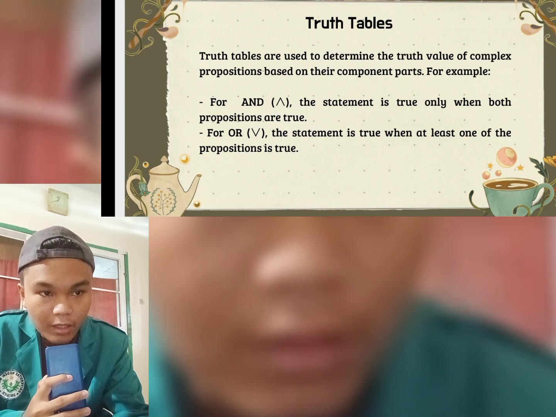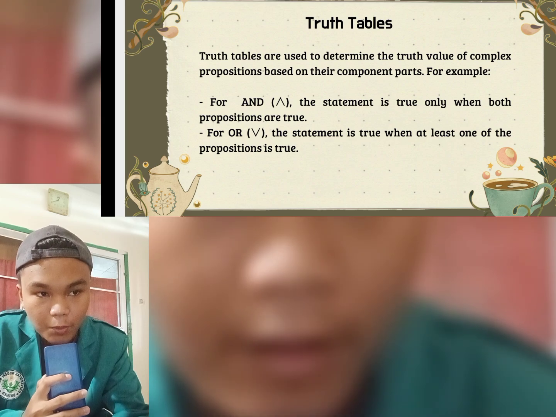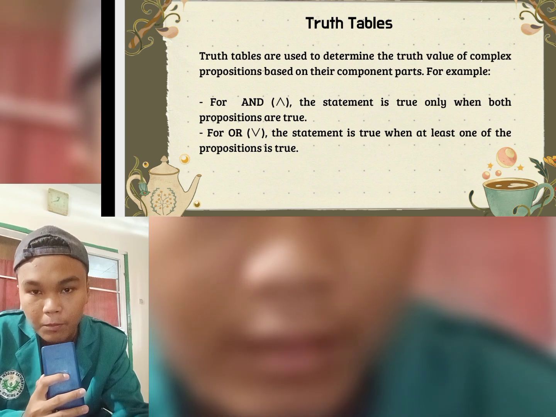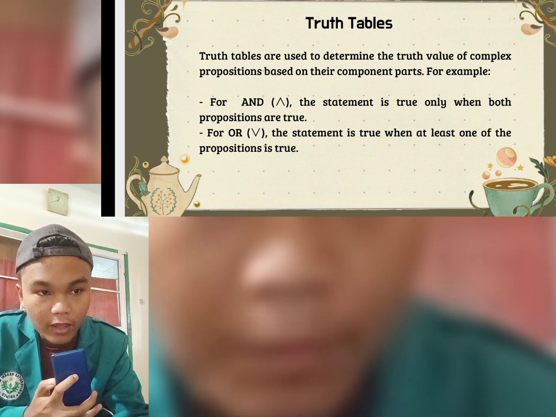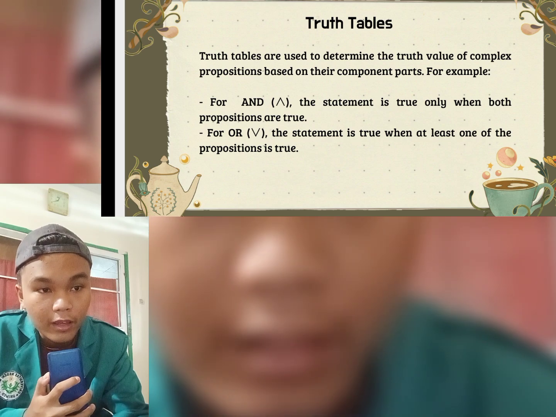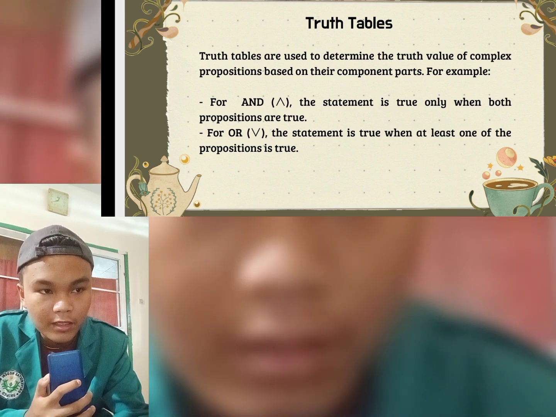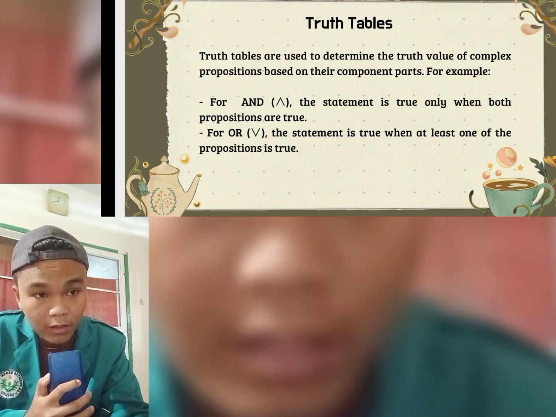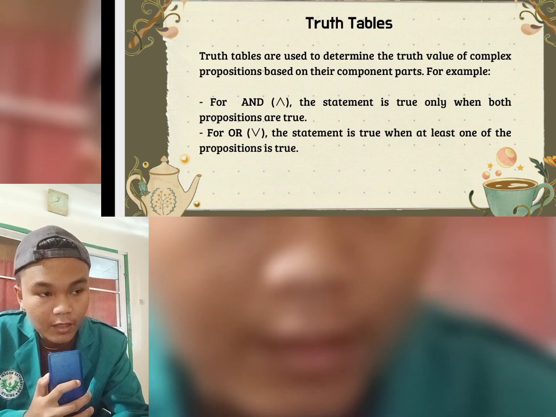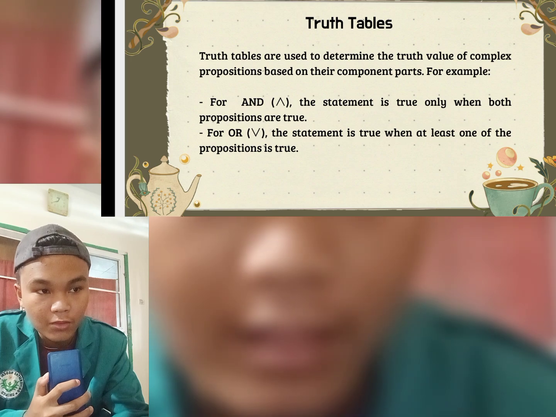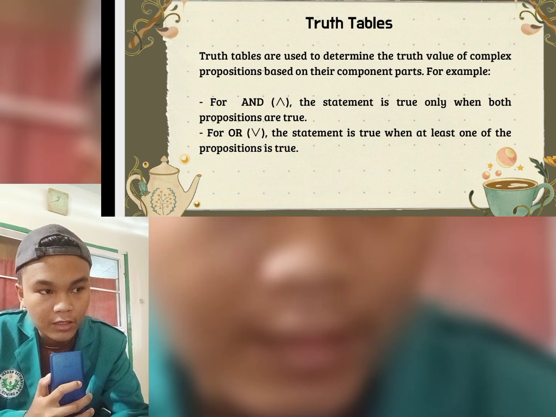And the next, truth table. Truth tables are used to determine the truth value for complex propositions based on their component parts. The example is for and, or symbol ∧, the statement is true only when both propositions are true. For or, formula ∨, the statement is true when at least one of the propositions is true.